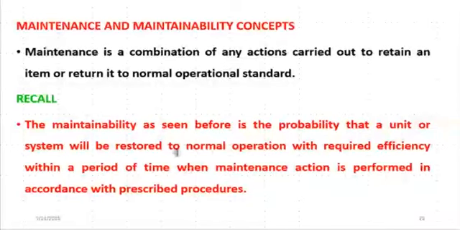You can remember, we already defined maintainability of a system as what? The probability that it can be restored back to operation after failure, or it can be maintained in the normal operation with a good efficiency within a given time when the maintenance action is carried out according to some procedures. So what is maintenance then? The maintenance is the combination of any actions which are carried out in order to retain a device in its normal operation or to return it to its normal operation when a failure has already happened.